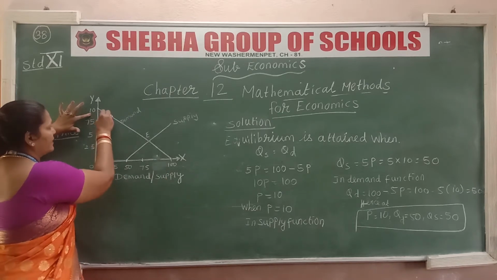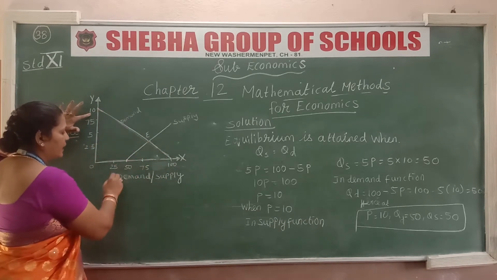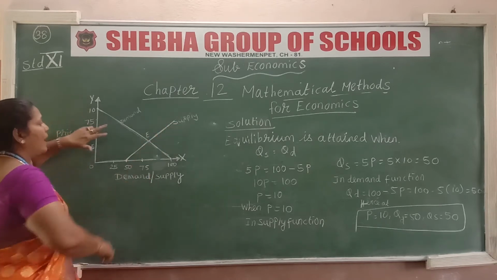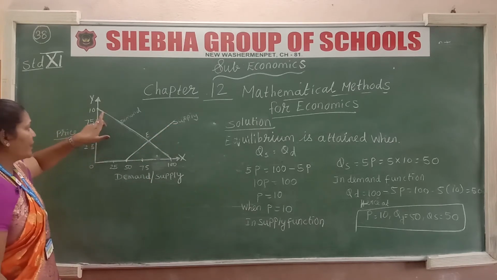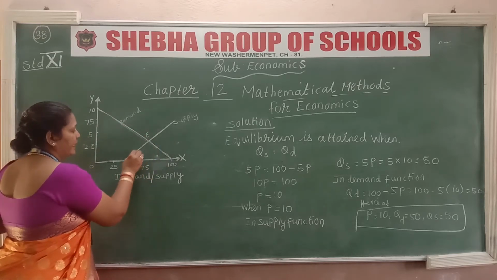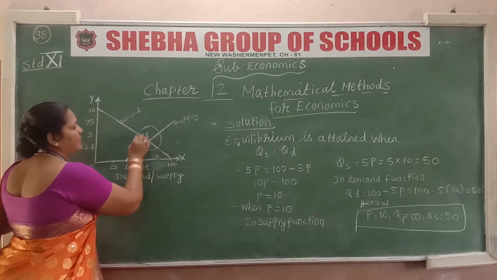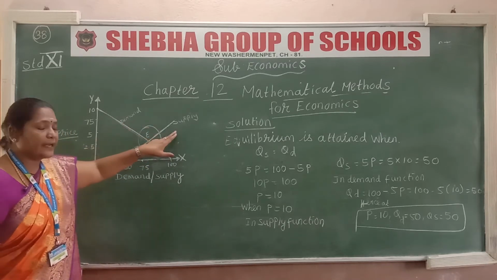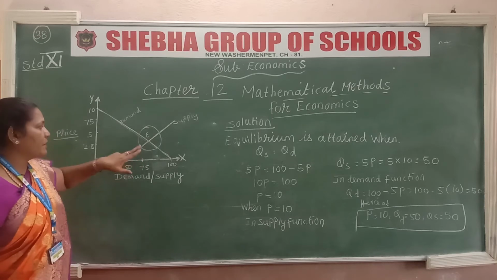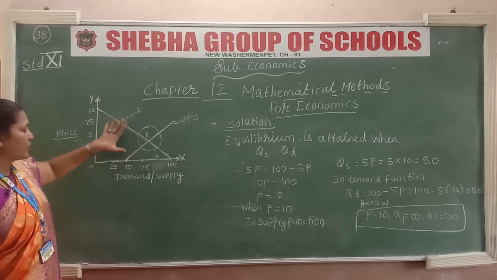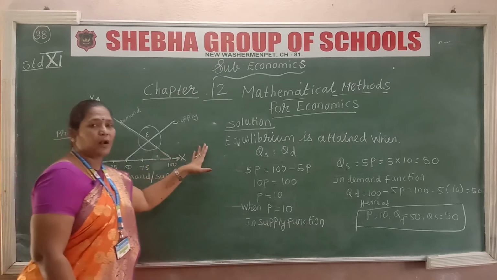So this is the supply line and this is the demand line. When the demand line and the supply line are the same, this point E is the equilibrium. When the demand line and the supply line are equal, that is known as the equilibrium. Is it clear, children? They have given this diagram and one solution.